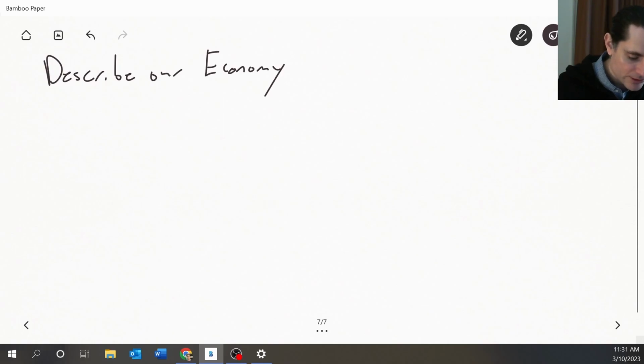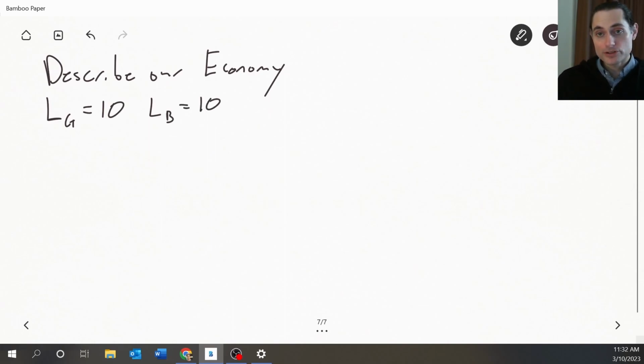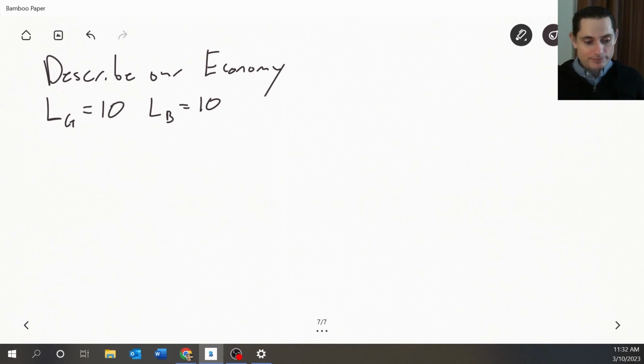Okay, so let's suppose we've got 10 hours of labor. We could think about them as one person that has 10 hours of labor, or 10 people with 1 hour of labor. It doesn't really matter. Let's just think about it as one person with 10 hours of labor that makes guns. So LG is going to equal 10, and let's also assume that LB is equal to 10. So we've got one person that has 10 hours of labor to spend on guns, and another person that has 10 hours of labor to spend on butter. Okay?